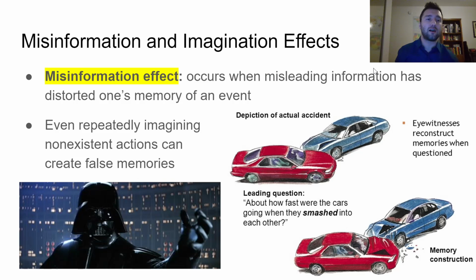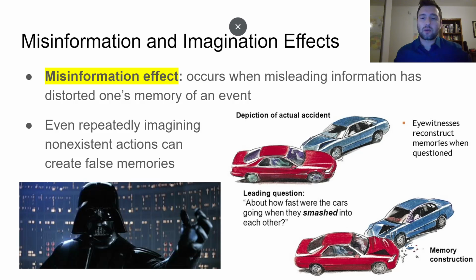Now we can see this specifically. We can see how memory is constructed through the misinformation effect, and also what's called the imagination effect, which are basically the same thing, just a little bit different focus. The misinformation effect occurs when misleading information distorts your memory. I can ask you a misleading question about something that happened, and I can literally change your memory by asking certain questions or asking them certain ways.